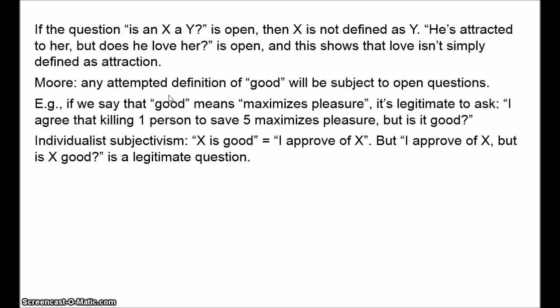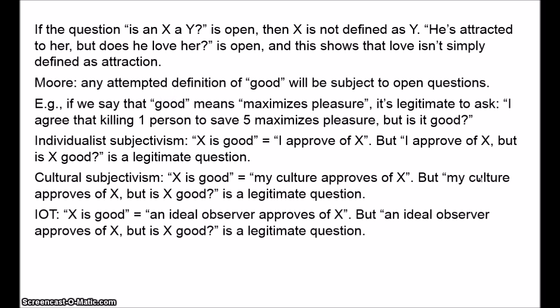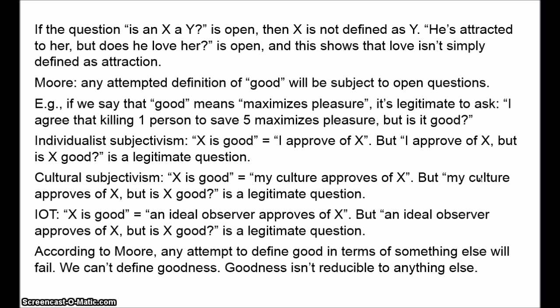Cultural subjectivism says that X is good means my culture approves of X, but you can legitimately say, my culture approves of X, but is X good? Ideal observer theory says that X is good means X would be approved of by an ideal observer, but you can legitimately say, X would be approved of by an ideal observer, but is X good? And so on. All of these theories fail. According to Moore, any theory along these lines will fail. Any attempt to define good in terms of something else will fail.